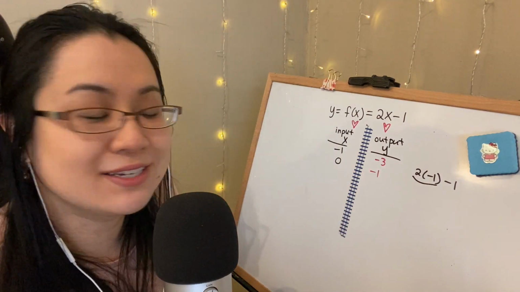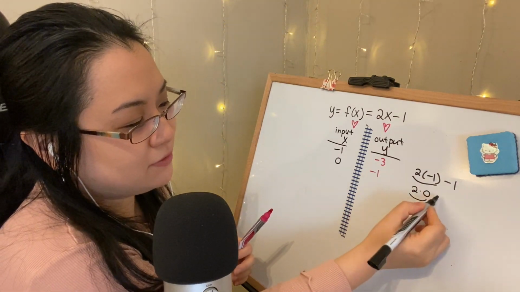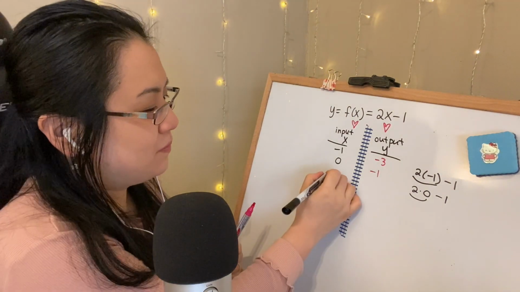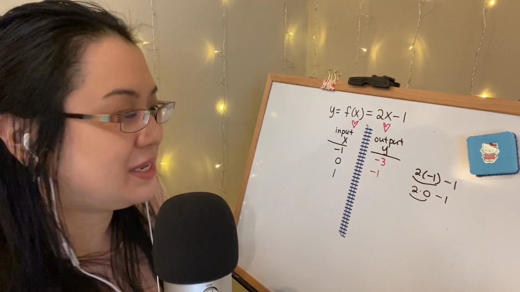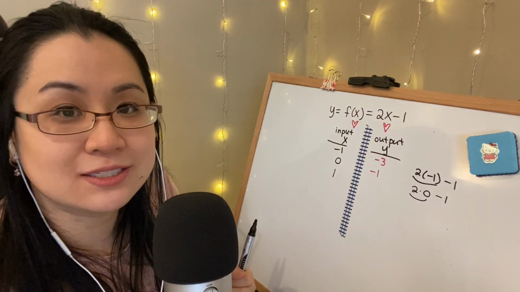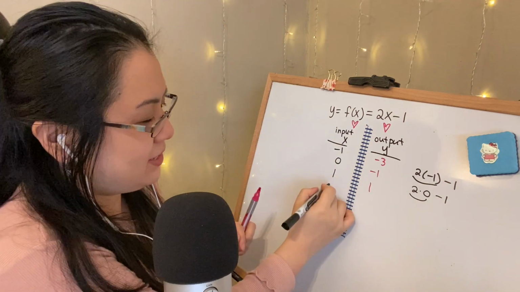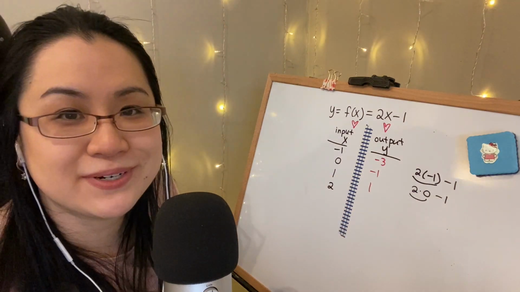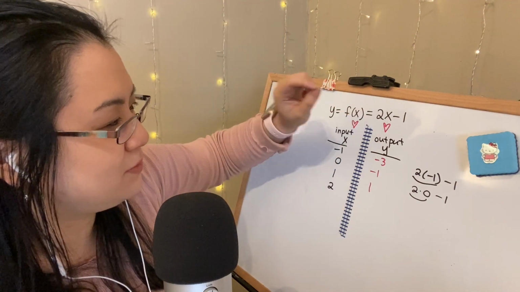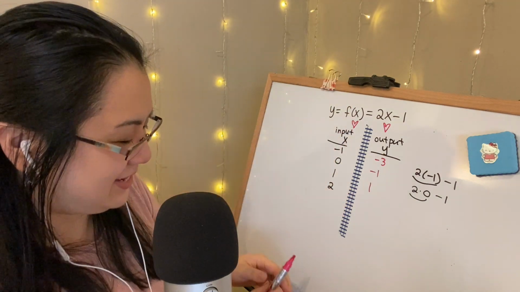0 minus 1 is -1, right? So 2 times 0 is 0, minus 1 is -1. So then 1 would be 2 times 1 is 2, minus 1 is 1. Excellent. Very good. And how about one more? So 2 would be 2 times 2 is 4. 4 minus 1 is 3. Excellent.